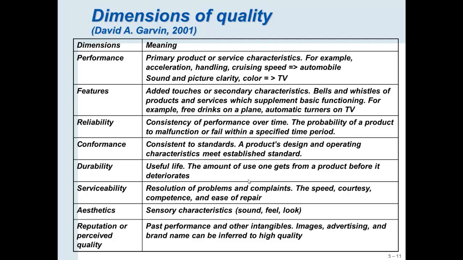Third, reliability. Reliability is the consistency of performance over time, the probability of a product to malfunction or fail within a specified time period. Conformance is defined as consistency to standard. A product's design or operating characteristic meets established standards. When you go to McDonald's, every burger will taste the same every time you go.